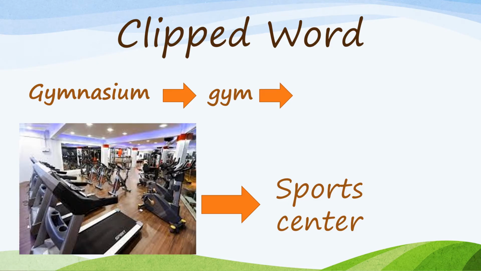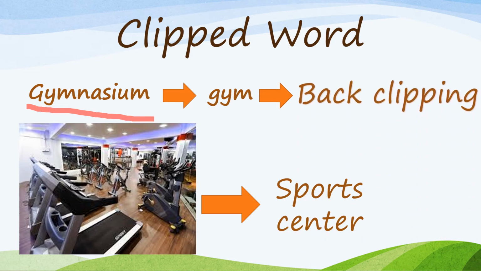Now, what is the type of clipping used to shorten or reduce the word gymnasium? It uses back clipping. Why back clipping? Because only the first part of the word is left intact. So the clipped word for gymnasium is gym, and gym means a sport center.